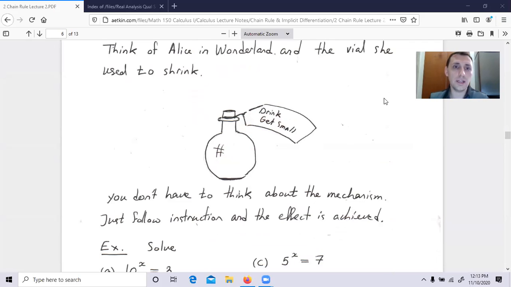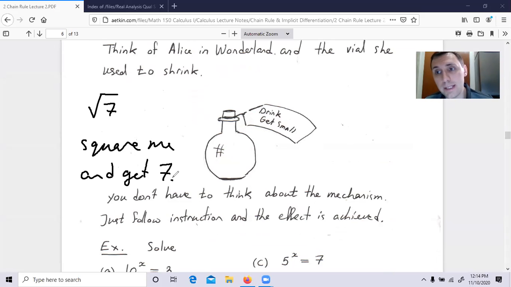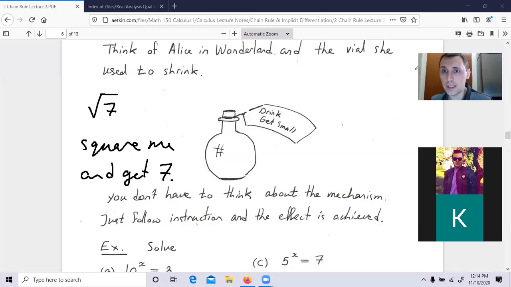If you think about it, guys, when I ask you what is root of 7, what does it mean? It means a number that, if you square it, gives 7. That's what it means. It's pretty amazing that having named something, you achieve your first victory over that something.